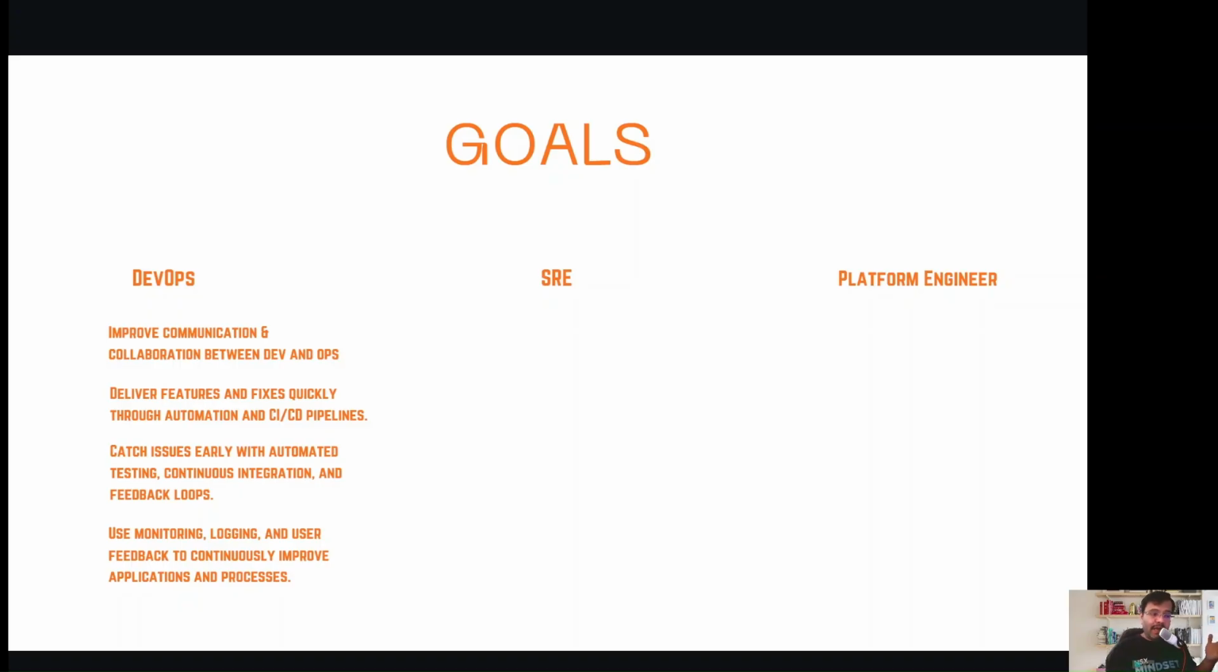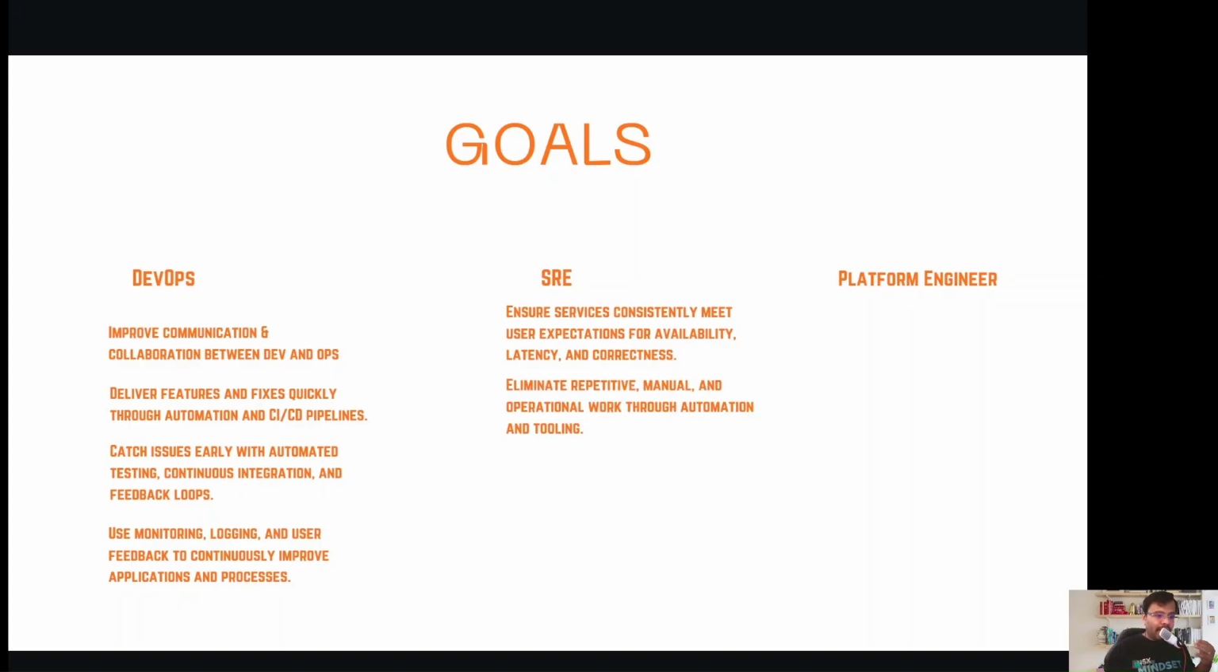So now, what is the goal of SRE? The SRE goal is to make sure the services are constantly meeting the user expectations from an availability perspective, latency, correctness, etc. So their goal is on the four golden principles of SRE defined by Google, which is latency, traffic, saturation, error budgets, etc.